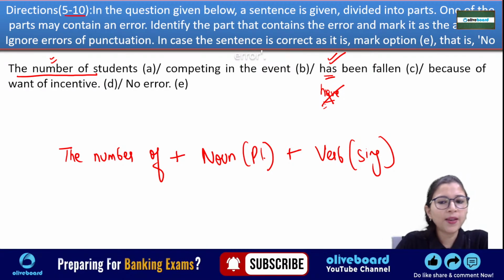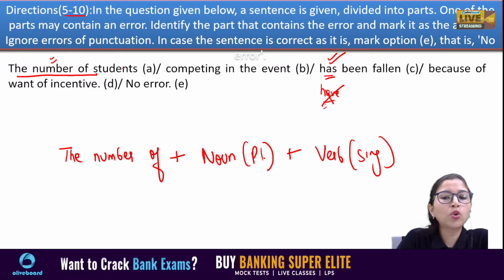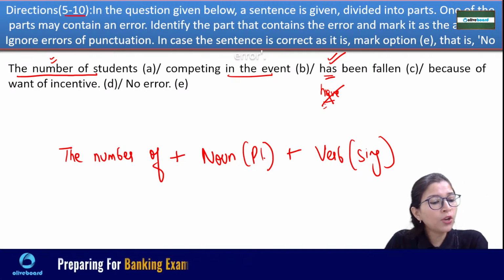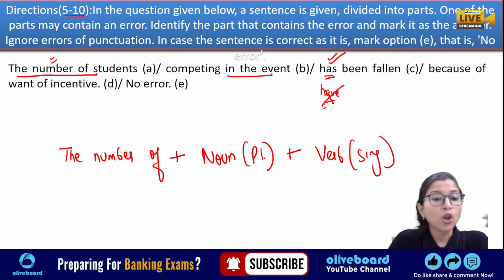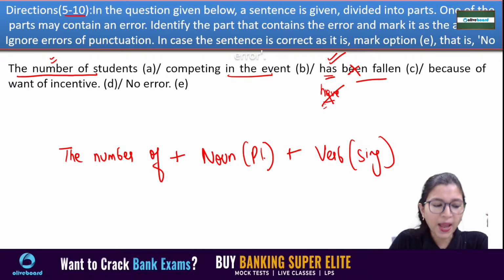बाकी चीजें चेक कर लीजिए, ऐसा नहीं कि verb singular है तो कोई और error नहीं हो सकता है. So the number of students competing in the event has been fallen. So has been fallen is the passive verb form. तो जो है वो गिरा नहीं किया गया, कम नहीं कर दिया गया, number कम हो गया है. So here we don't need passive voice, simple active voice will be required. Has fallen, simple has fallen.